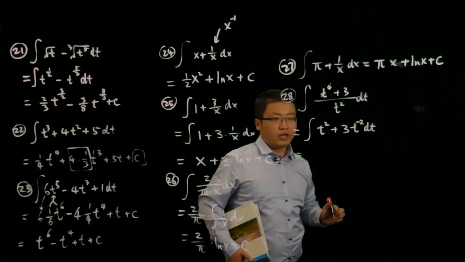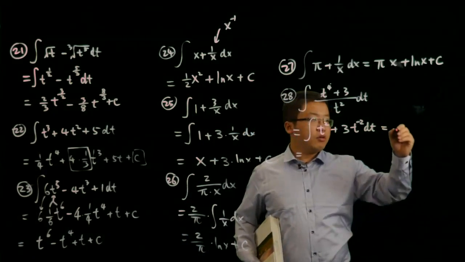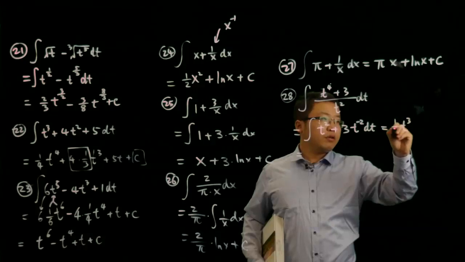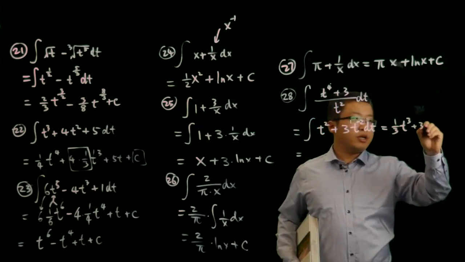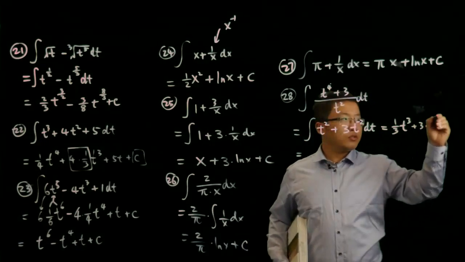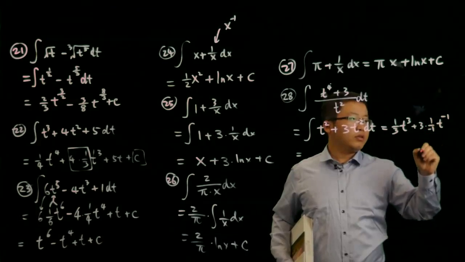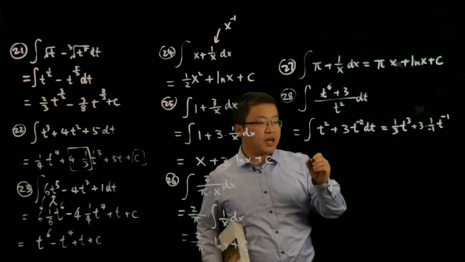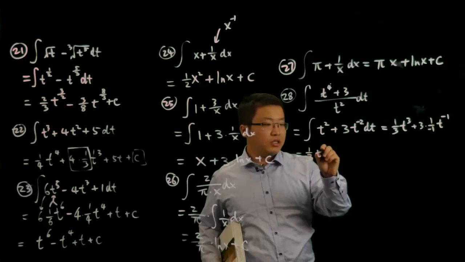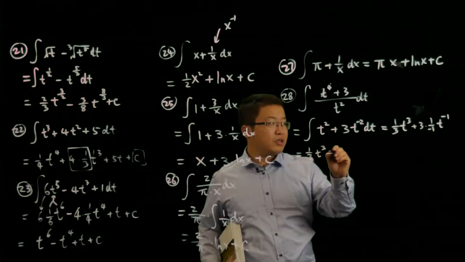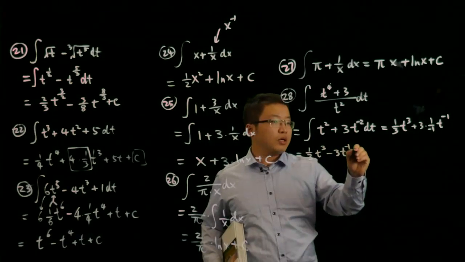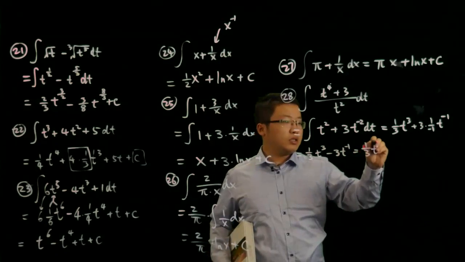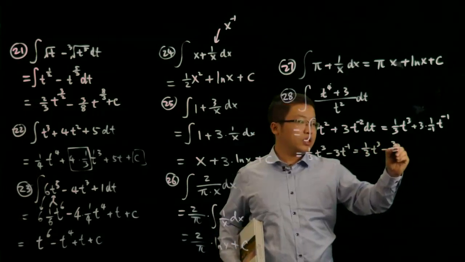Then what you're getting here will be t to the 3rd, with 1 over 3 to balance it, plus 3. Increasing t to the negative 2 gives you negative 1, so 1 over negative 1. Therefore, simplified, it will be 1 over 3 t to the 3rd minus 3 t to the negative 1, or 1 over 3 t to the 3rd minus 3 over t.